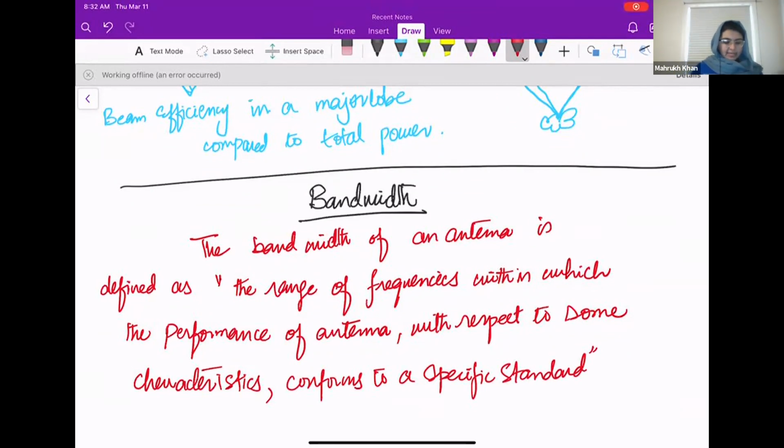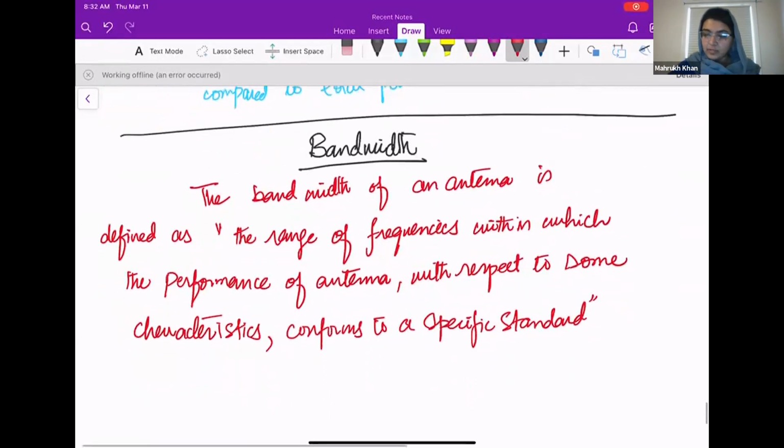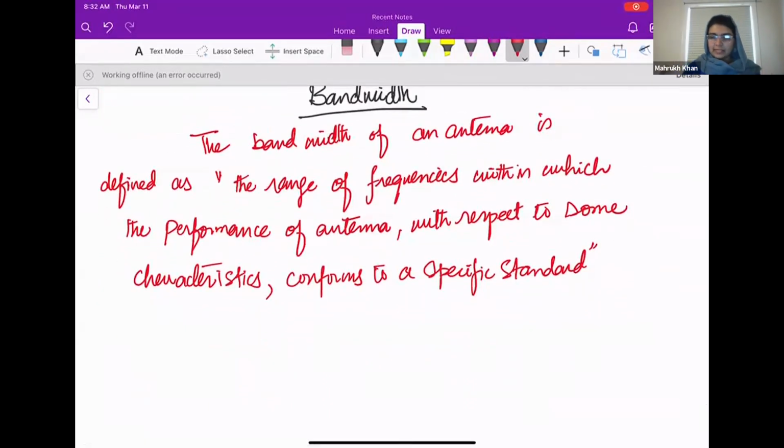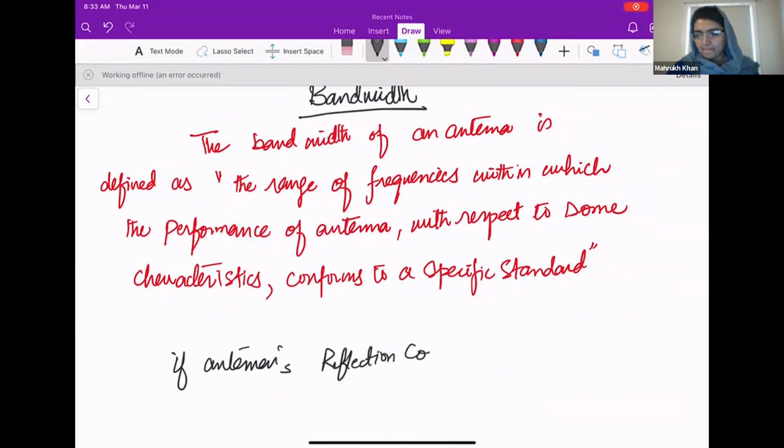Let's say what standard we have defined for impedance bandwidth. Impedance bandwidth was for the reflection coefficient. When we were seeing in the design block, we said that if our antenna's reflection coefficient is less than minus 10 dB, that is our threshold, right? That's what we have said.